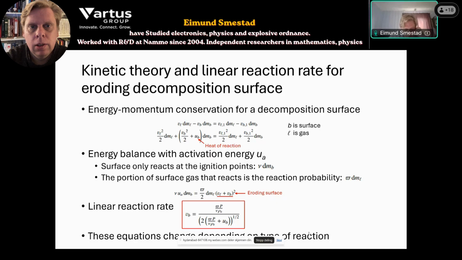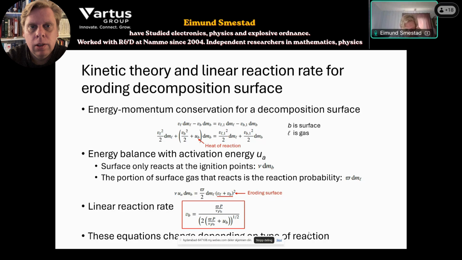To model an eroding surface, the linear reaction rate Vb must be added to the internal gas velocity to get the total kinetic energy of the gas that reacts. This kinetic energy must be equal to the activation energy needed to sustain the reaction, shown left in the equation.